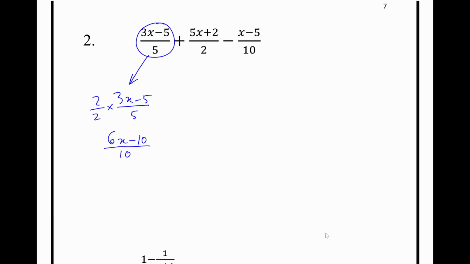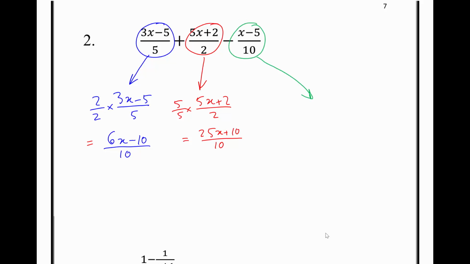The second part we see has a denominator of 2. To get 2 to 10, we simply times it by 5. As such, we'll times the second part by 5 divided by 5. So 5x plus 2 divided by 2 times 5 divided by 5 will give us 25x plus 10 divided by 10. The third part already has a denominator of 10, so we simply leave it as is without change.